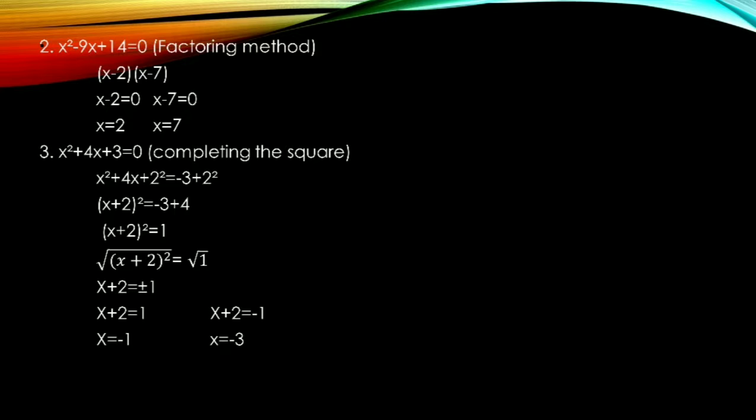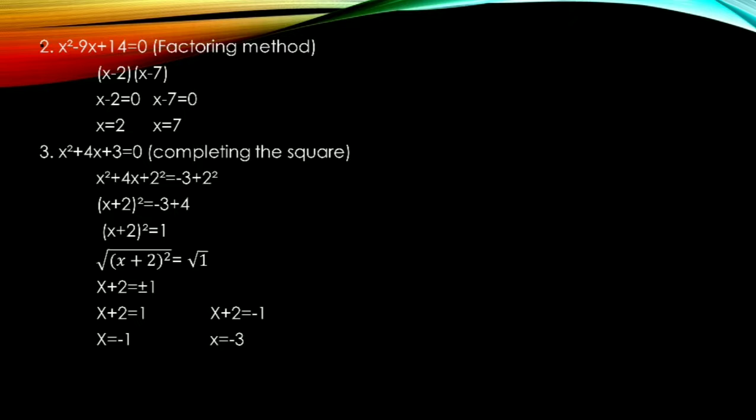3. x squared plus 4x plus 3 equals 0. Completing the square. So, x squared plus 4x plus 2 squared equals negative 3 plus 2 squared. x plus 2 squared equals negative 3 plus 4, which equals 1. So, to remove the square, we take the square root of both sides to cancel it. So, we get x plus 2 equals positive and negative 1.